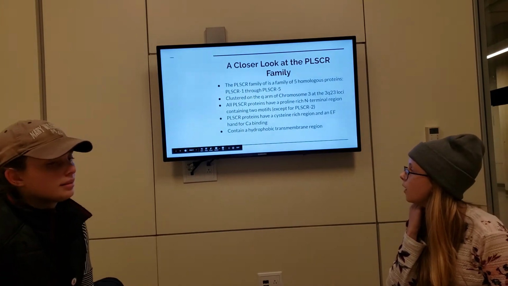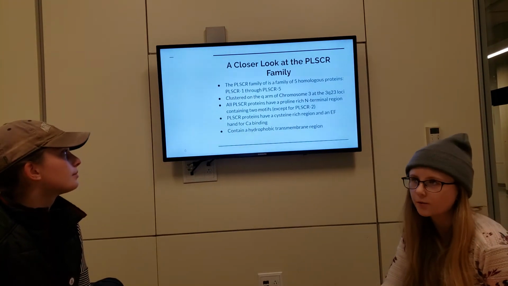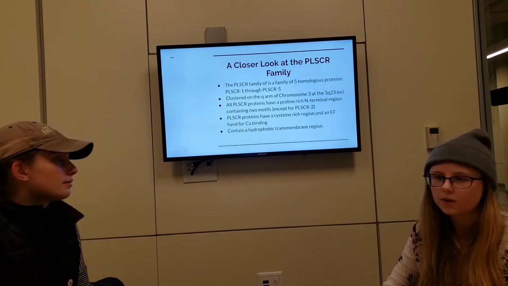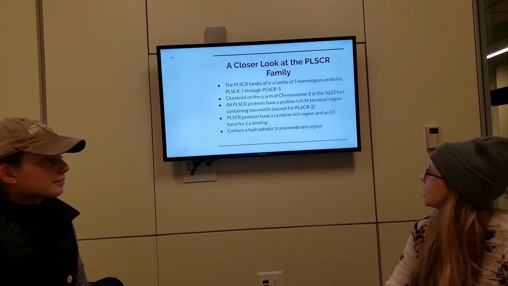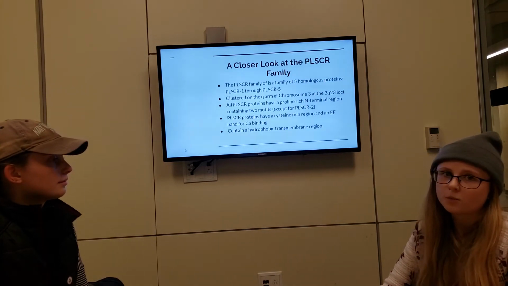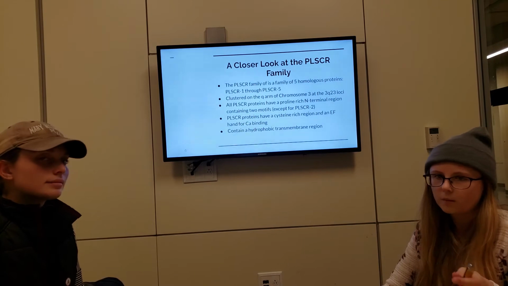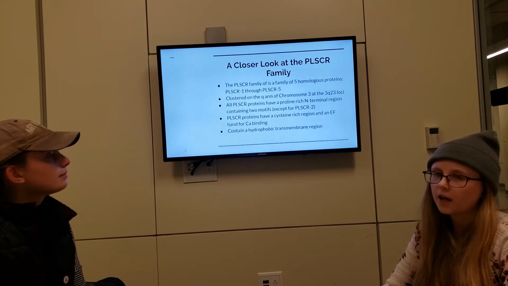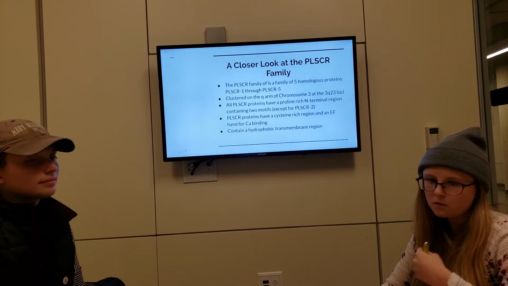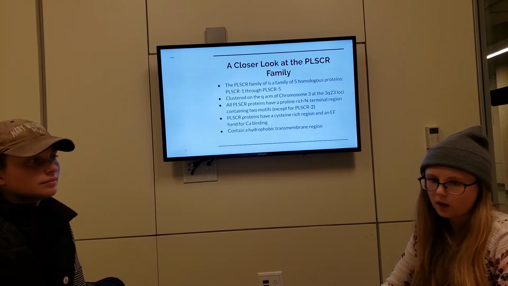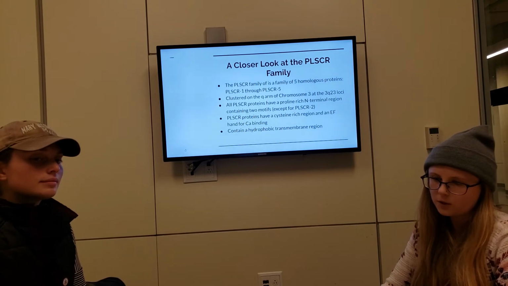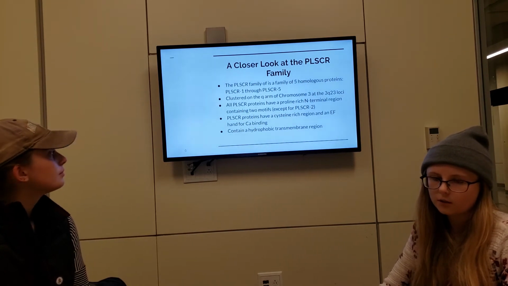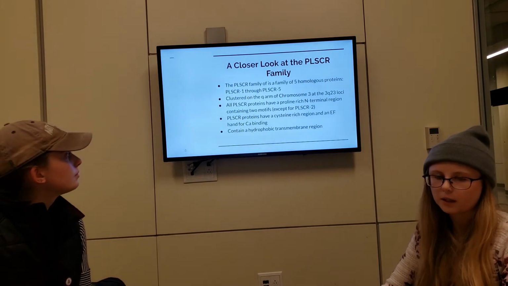Okay, so I'm going to talk about two different families of phospholipid scramblases. The first one is the PLSCR family, which is a family of five homologous phospholipid scramblases found in humans. They are typically clustered on the q arm of chromosome 3. They all have a proline-rich N-terminus, and they also have a motif area as well, except for PLSCR2. The motif areas will come into play later when I show the protein. And then they also have cysteine-rich regions as well, which are important for calcium binding.